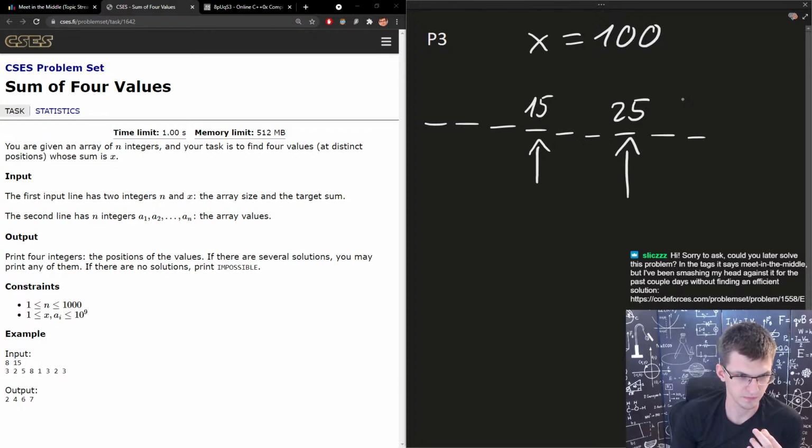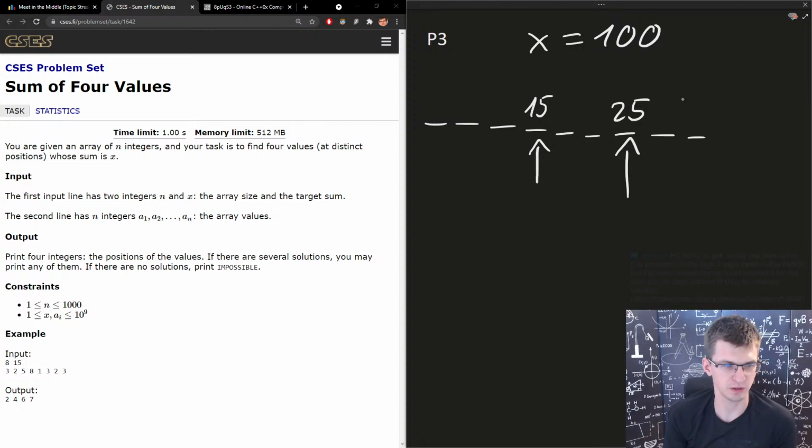Can I later solve this problem? Not really, I have enough problems to go through. But Codeforces problems, they have editorials.